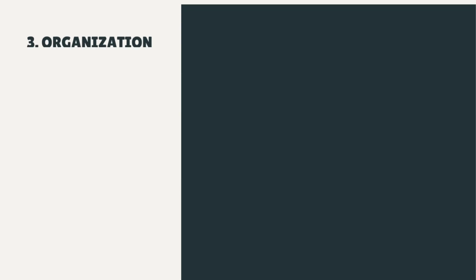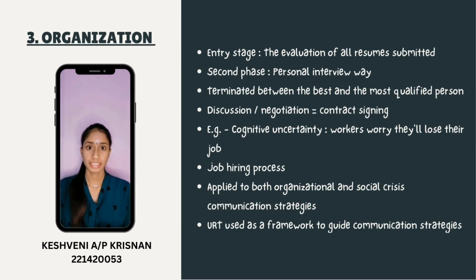Application of uncertainty reduction theory in daily life. At the organizational level, the uncertainty reduction theory can be demonstrated in a few phases. The entry stage will entail the evaluation of all resumes submitted. Those applicants who are found fit based on the resumes can possibly move up to the second phase. If not, then that will be the termination of the communication between the applicant and the organization.